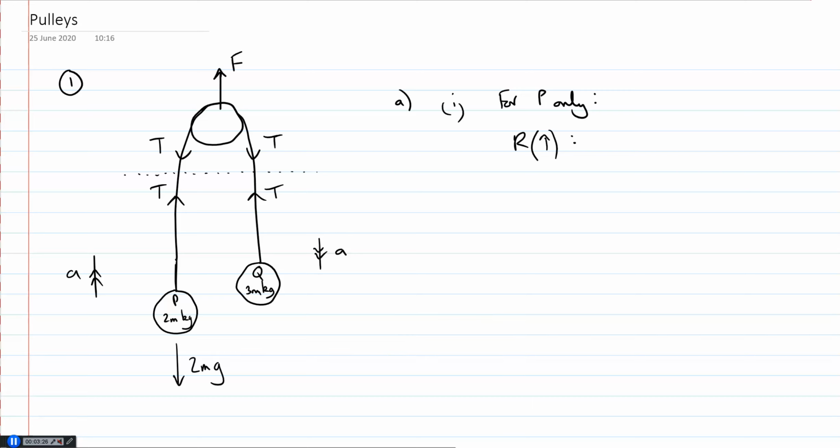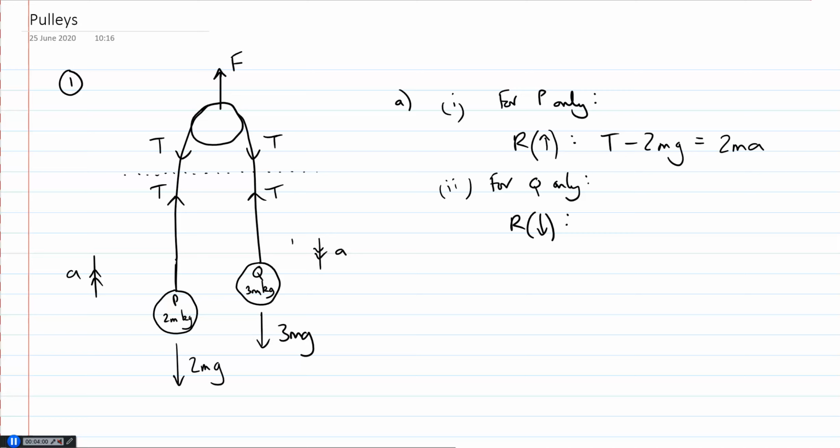If the particle's going upwards, that means T, the force in the string going this way, minus 2mg, because that's in the opposite direction, is equal to the mass times the acceleration, which is 2m times a. So that's our equation for P only. Part 2 says do Q. For Q, the resultant force is downwards because again Q is heavier, so Q is going to be travelling in this direction. For Q we have 3m as the mass times g, that's the force acting downwards. We've got T acting against the motion. So for Q going downwards, the force going down minus the force in the opposite direction is equal to mass times acceleration, 3m times a.